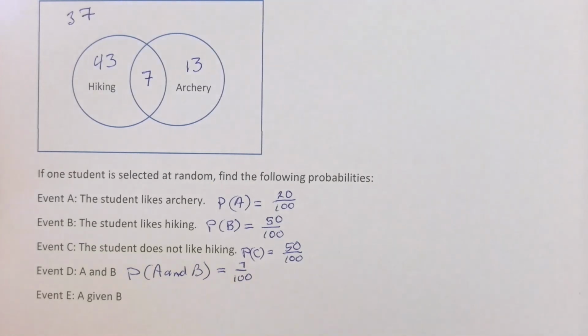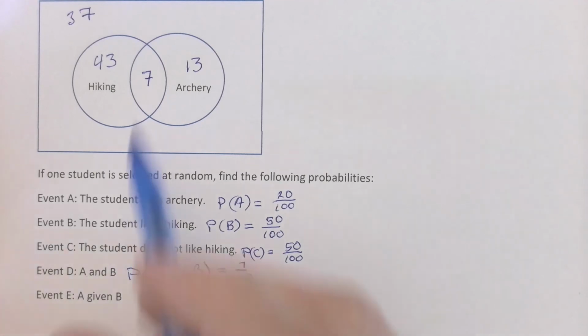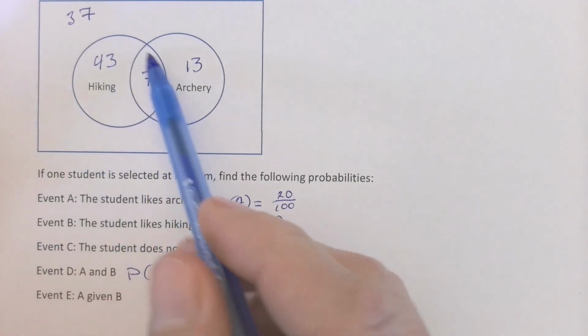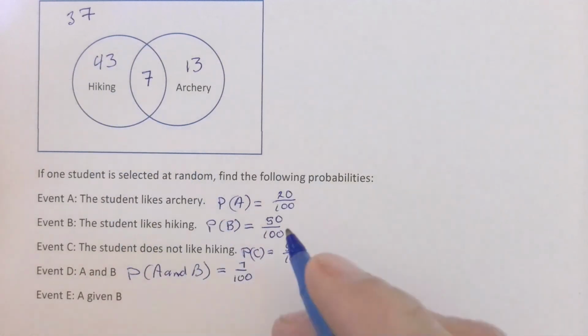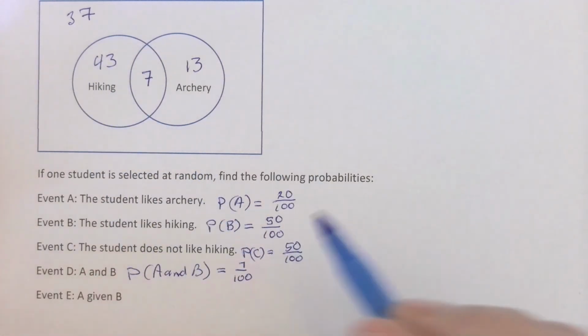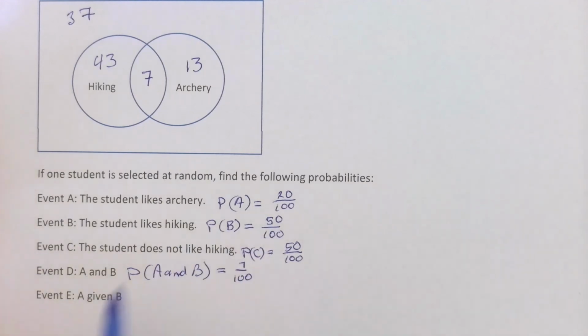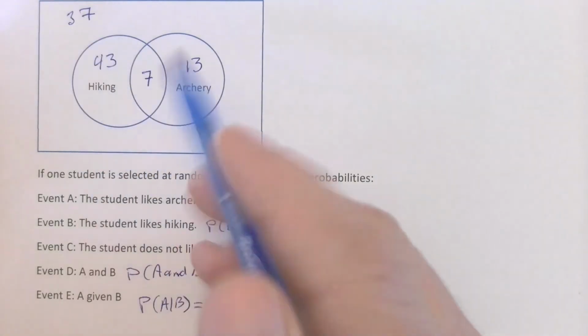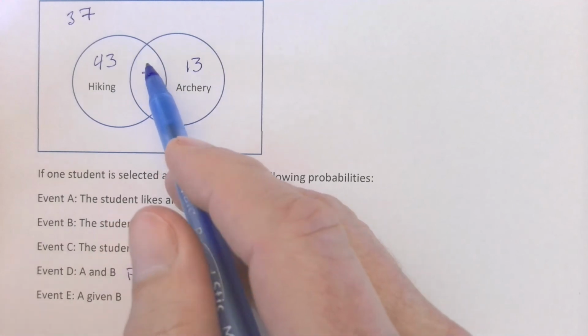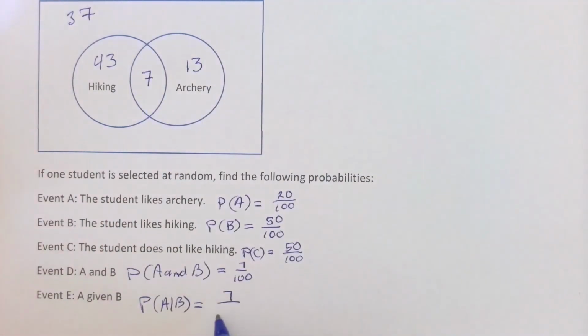What about the probability of A given B? Well, if you're given B, that means that you've drawn a student out and you already know that that student likes hiking. So we're talking about these 50 kids. So now there's a greater chance than the 7 out of 100 for this. Probability of A given B is written like this. And you just find all the kids who like hiking, and then make a fraction where you take the kids who like archery and write it like this.